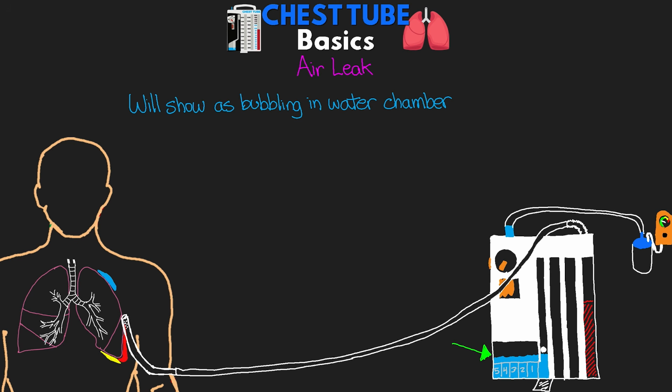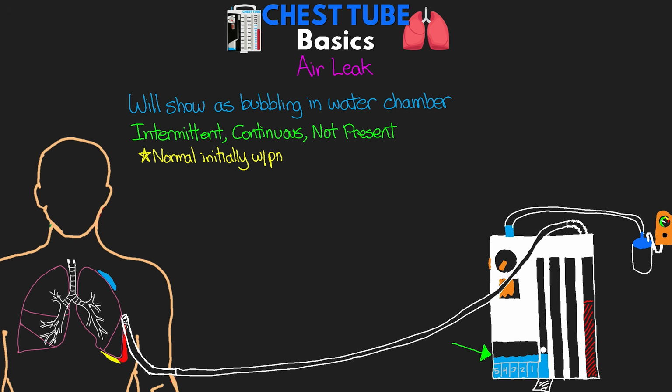And then when it comes to assessing an air leak, we can either have intermittent bubbling, continuous bubbling, or it's just not present. And do know though that especially for patients that have a pneumothorax and a new chest tube, this bubbling and air leak is actually going to be normal initially. Anytime we have air moving through the system from the patient outward, this is going to cause bubbling in the water seal, showing us an air leak. So again, as we're evacuating air from that pleural space, we would expect to see an air leak.